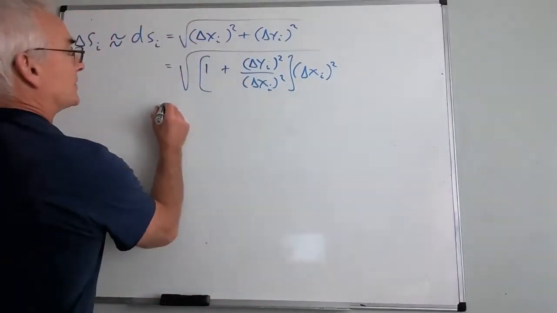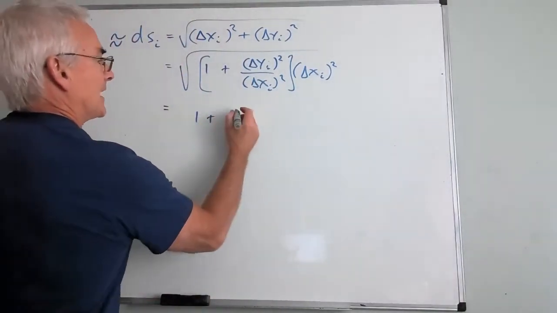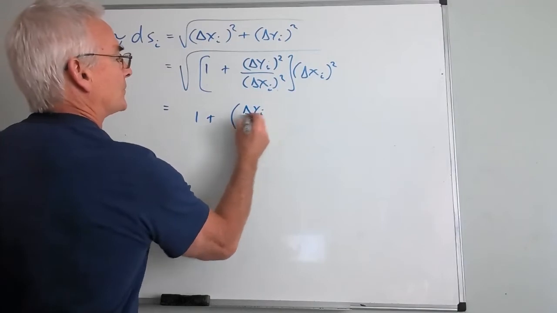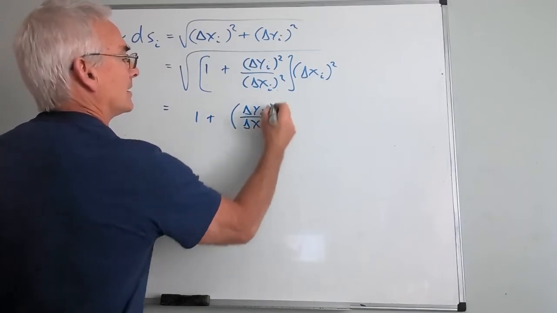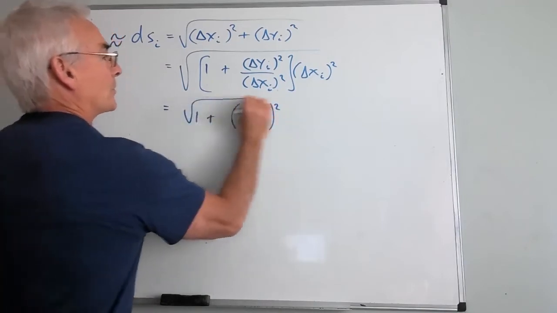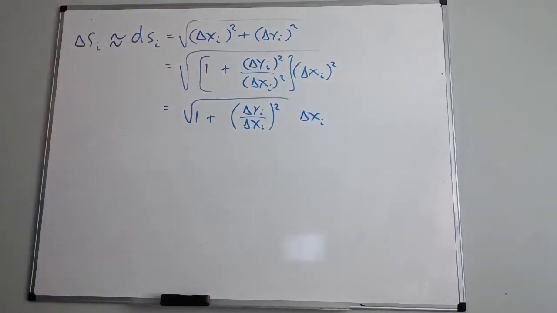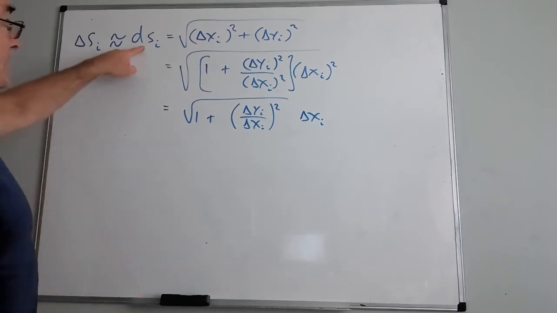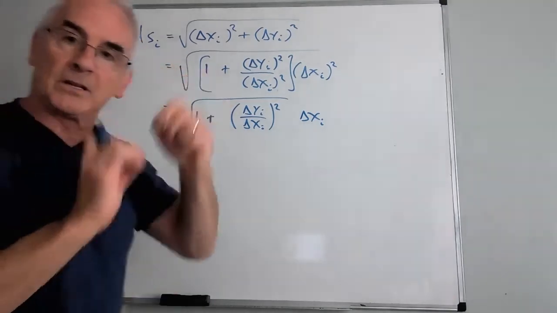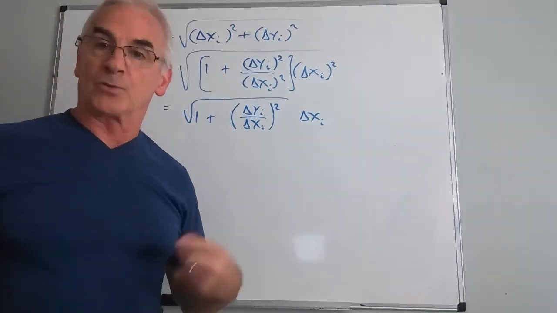So let me rewrite this as 1 plus the square of delta yi over delta xi, under the root, all times delta xi outside the root. Okay, so this is the length. This is exactly the length of my short little line segments. So here's what we do now.